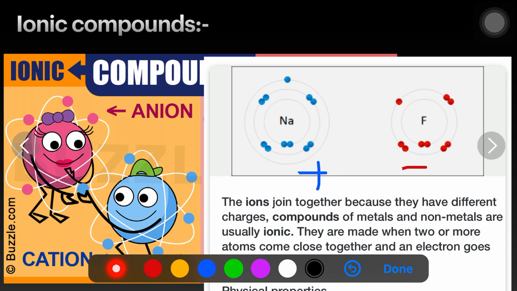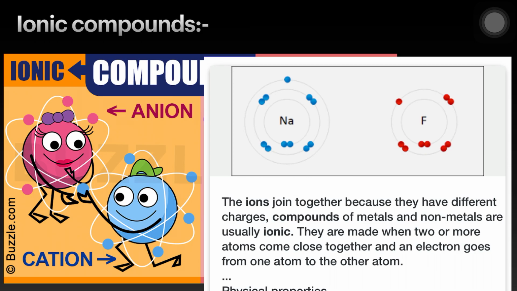So there is a sharing. Why is there a sharing between them? Because there are oppositely charged ions present between them. Understanding? So there is a sharing. They share a strong bond because they are opposite in charge. So this is called an ionic compound. When there is a sharing between two oppositely charged ions, they are called ionic compounds. Now proceed to the next slide.